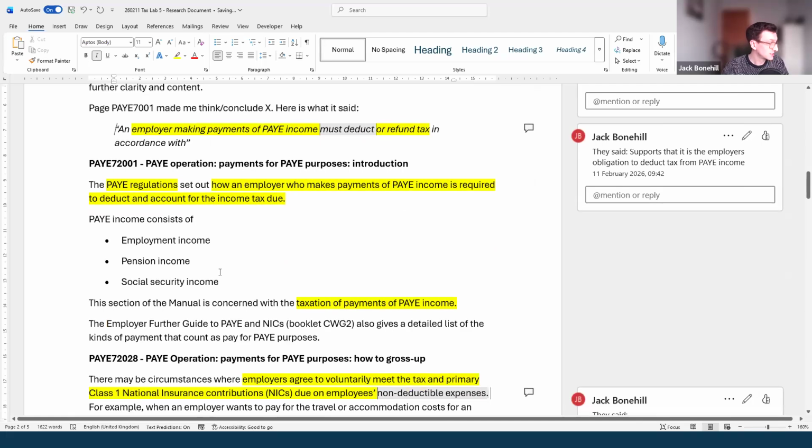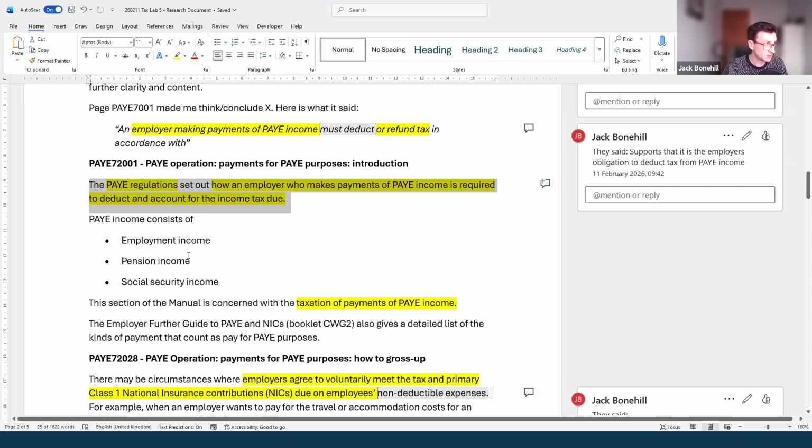They've got a lot of bits in this manual page they found which isn't relevant to the bit that they're talking about. So they've highlighted certain bits. These are probably the bits that they think are helpful. But right now, this is what this says. It says the PAYE regulation sets out how an employer who makes payment of PAYE income is required to deduct and account for tax. So that's highlighted.